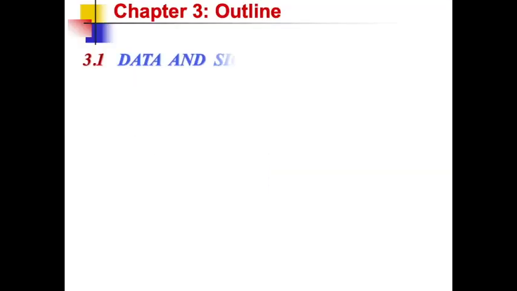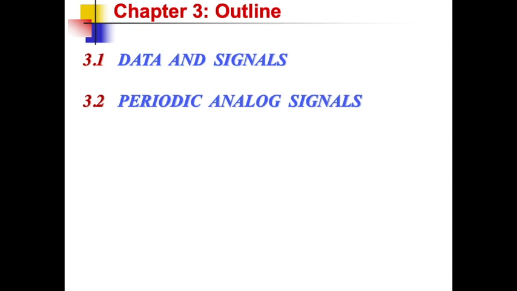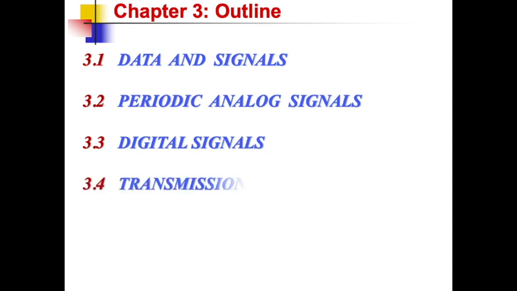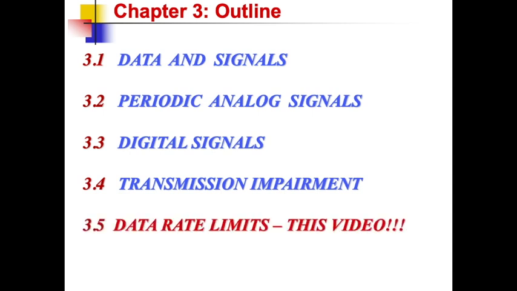So far, in chapter 3, we have talked about data and signals. We have talked about periodic analog signals and how the periods work. We talked about digital signals as well, and the different kinds of transmission impairment and how to solve them. Now, in this video, we're going to talk about the limits of data rate, the rate at which we can pass data from sender to receiver. In the next video, we'll talk about performance. So let's start.